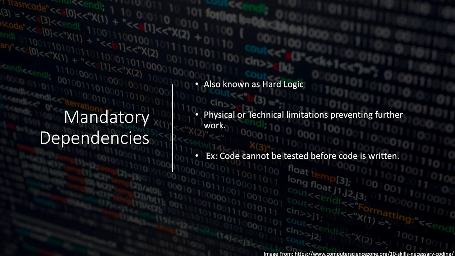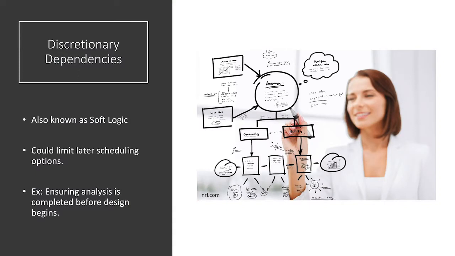project from progressing. An example of this would be the inability to test code before it's written. Discretionary dependencies, referred to at times as soft logic, have the potential to limit scheduling options. For example, the designing of a product cannot be started until the analysis has been completed. It would be counterintuitive to begin designing before the research and analysis phase have finished.